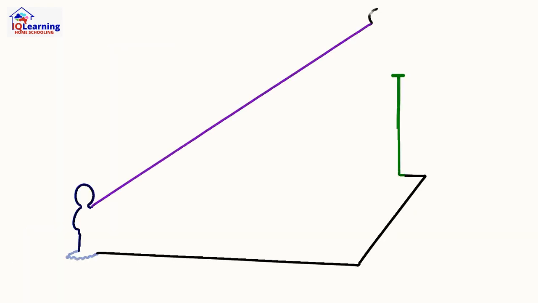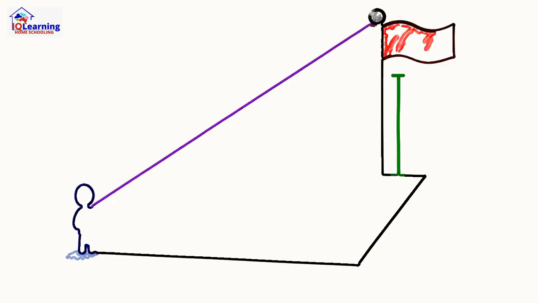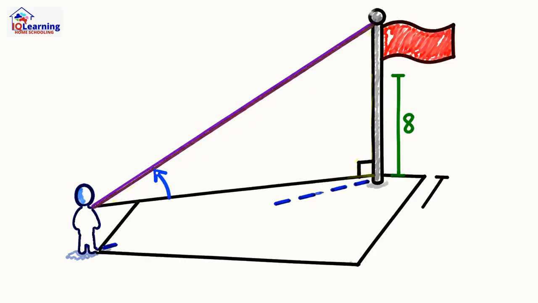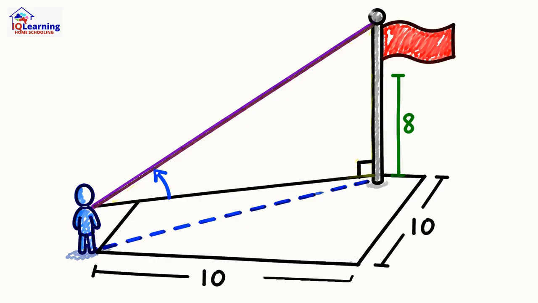Imagine a flagpole, 8 meters high, in the corner of a square 10 by 10 meter yard. You're standing at the opposite corner. What's the angle of elevation to the top of the pole? To solve this, we do it in 2 steps.